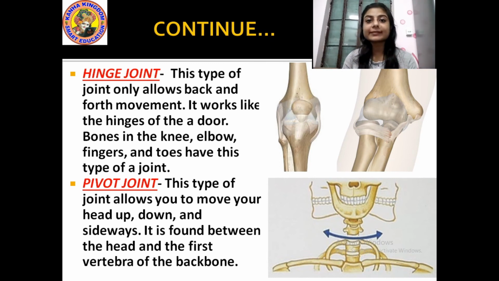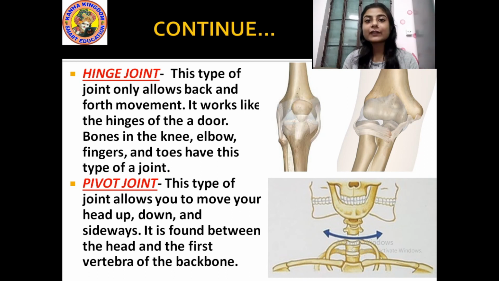Even the bones of the fingers and toes are examples of hinge joint, which have only back and forth movement. That means in the same direction, just like we open a door, inside and outside. Yes or no? In the same way.